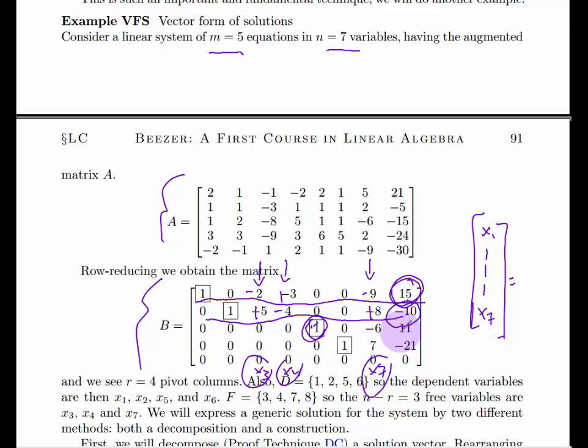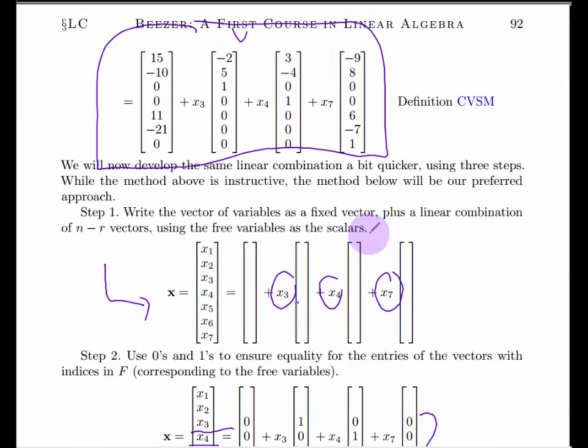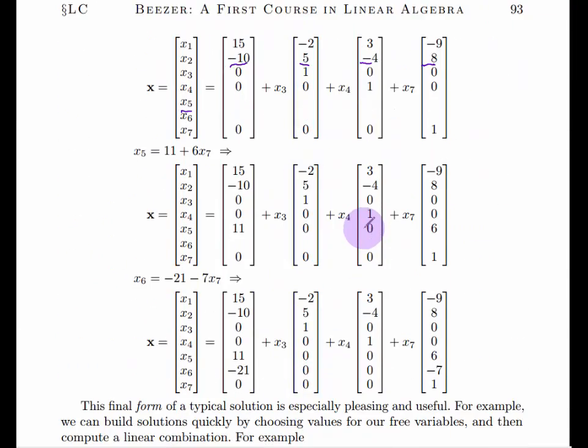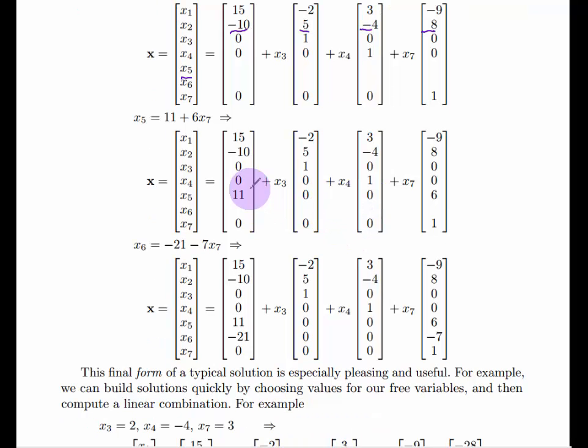x5 only has two variables, so x5 is going to be 11 and then plus 6 when we take this variable to the other side. And then we'll have x6. x6 is going to be minus 21 minus 7. So we should have 11, 6 for one of them, and minus 21 minus 7. And the 6 and the minus 7 go on the x7 column. Okay, so let's see if that works. Okay. Here's the 11, 6, and here's the minus 21 minus 7.